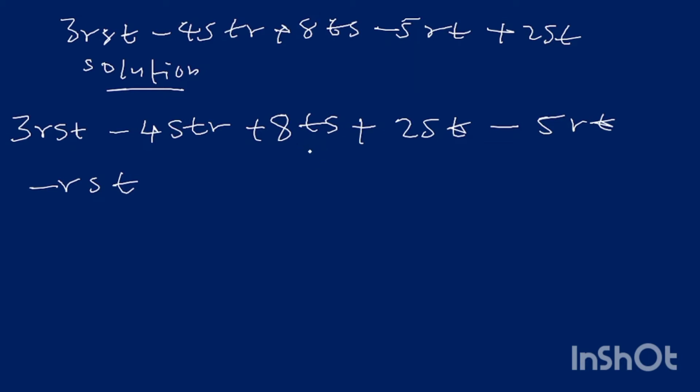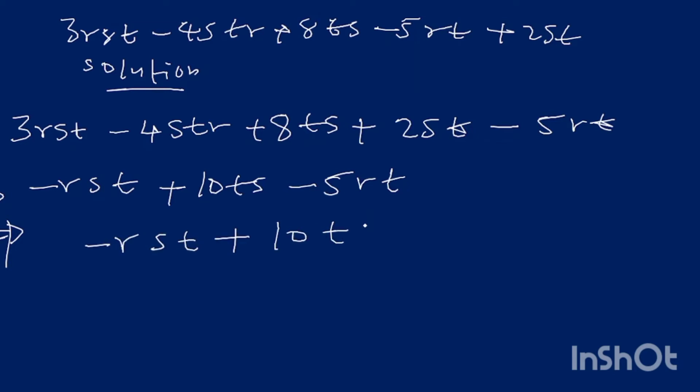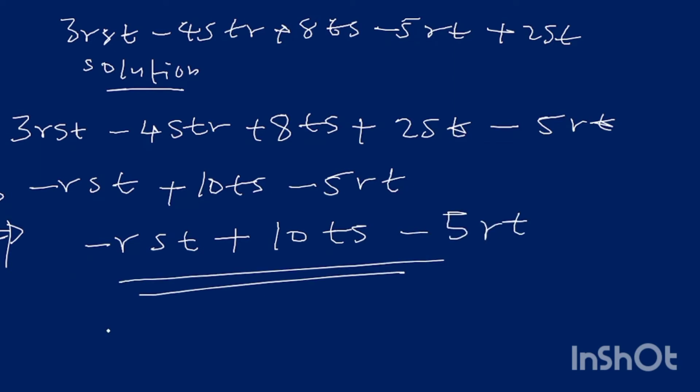This is 8tx plus 2xt. That will give me plus 10tx or xt, as the case may be. And this is minus what? 5rt. So is there anything alike for me to take here? No. So I'm just left with minus rst plus 10tx minus 5rt. So that is the answer.